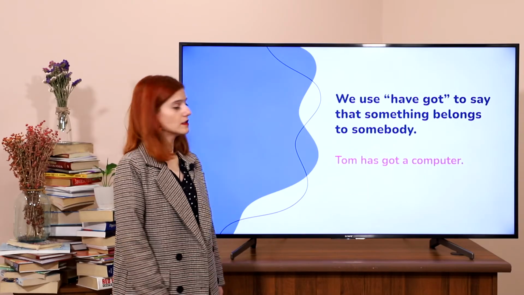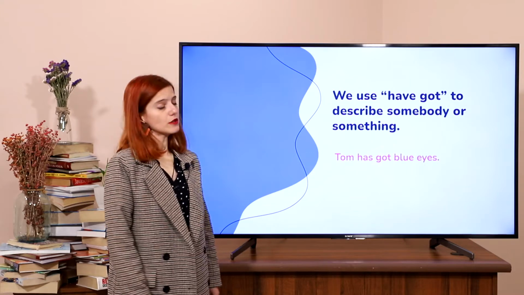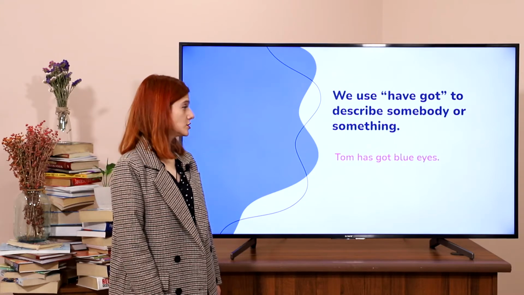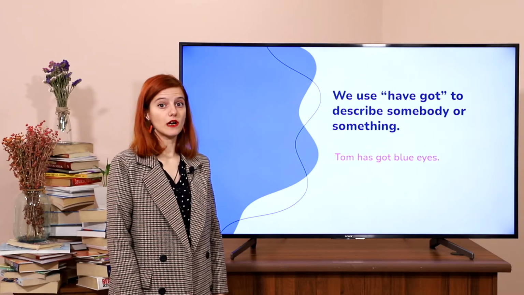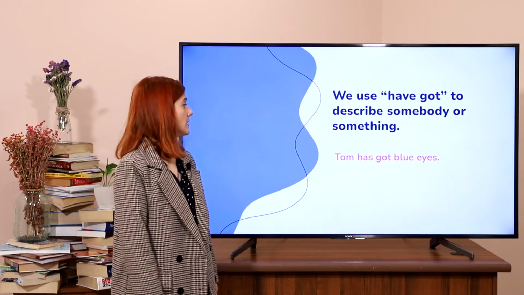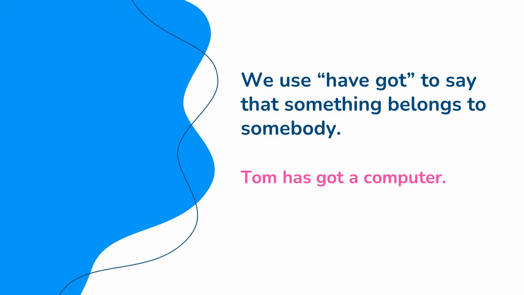Tom-ը ունի համակարգիչ։ Մենք օգտագործում ենք have got, ինչպես նաև այն դեպքում, երբ որ նկարագրում ենք ինչ որ մեկին։ We use have got to describe somebody or something. Tom has got blue eyes.